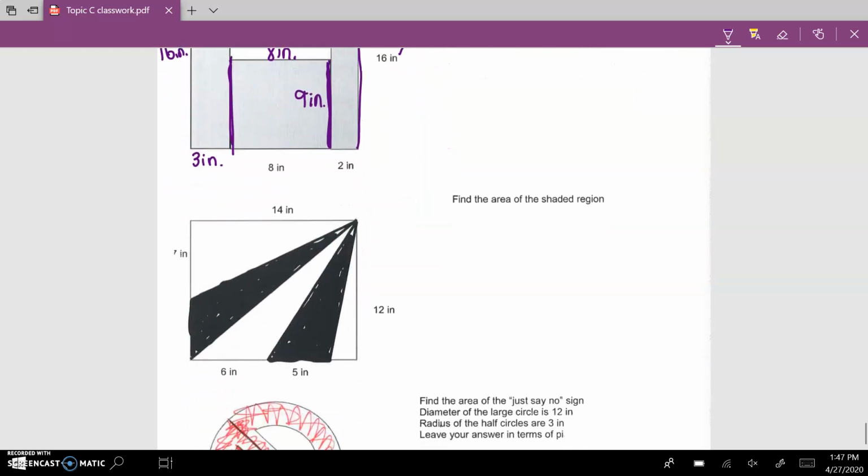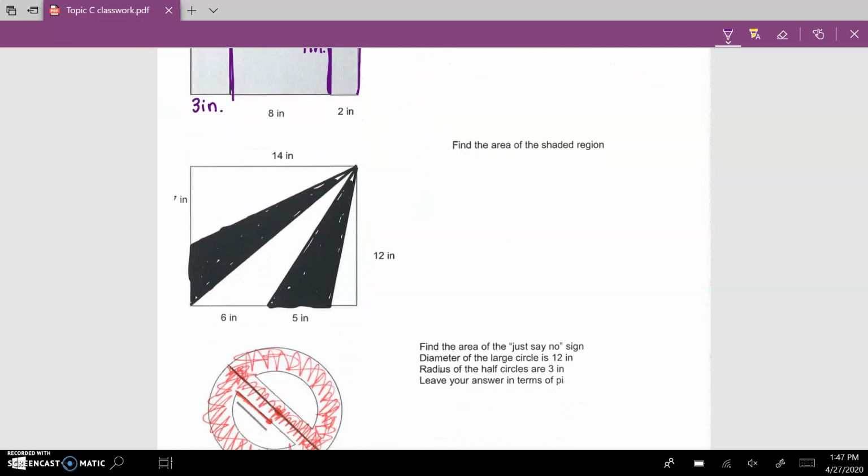So the next one, again, find the area of the shaded region. So going across the top, it's a total of 14. We have a 6, we have a 5, but then we have this little bit here. Don't forget about that. So the 6 plus the 5 would give us 11 in total, which means to get to 14, this would have to be 3 inches. Okay. And that's really all you need to know. Just remember, you only know how to find the area of certain types of triangles, per se. Okay, so keep that in mind.